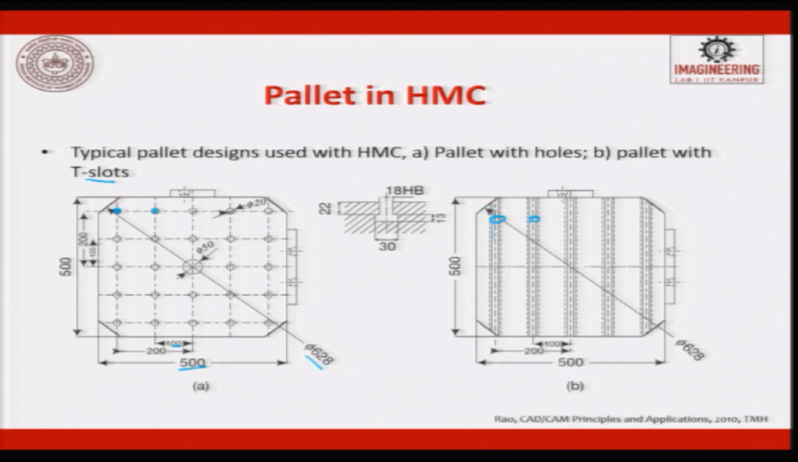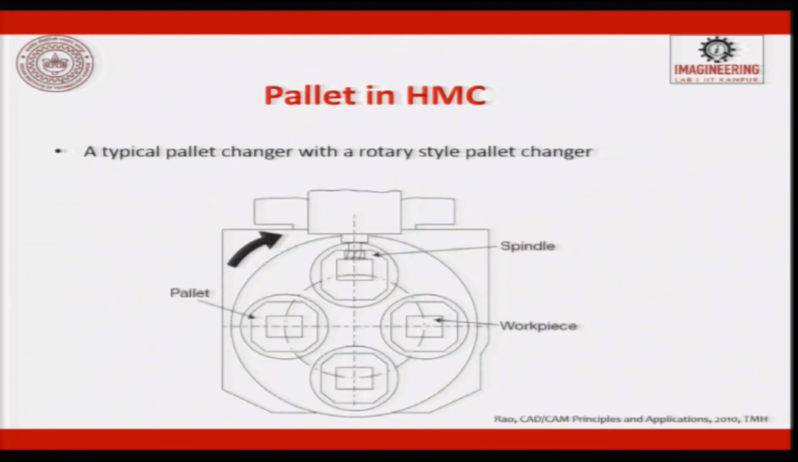You will not have a machine where they have both. Either you will have an automatic pallet changer with this, or this for automatic pallet changes. The normal conventional milling machines will have a T slot based table. So, that is what it is.